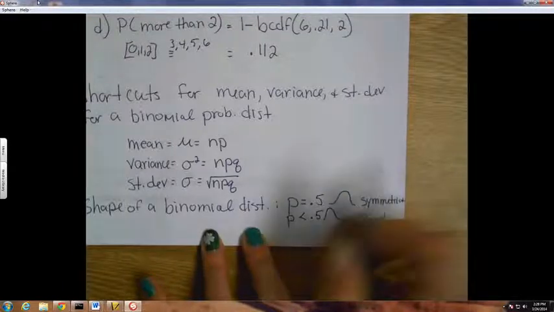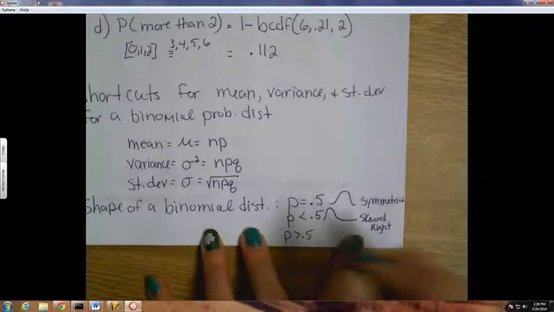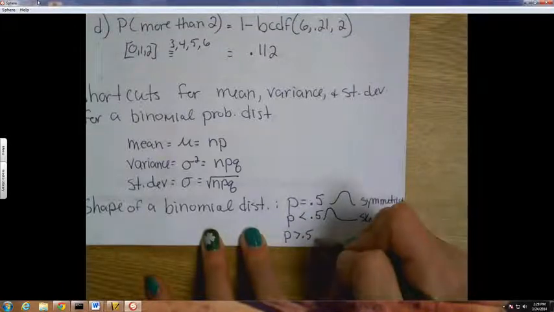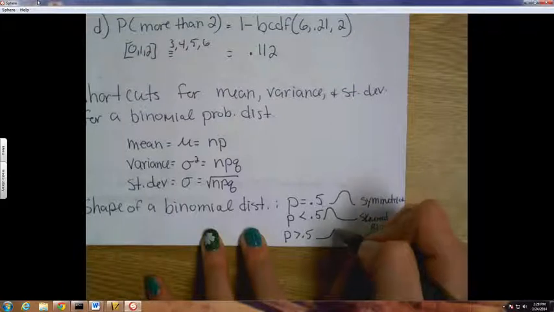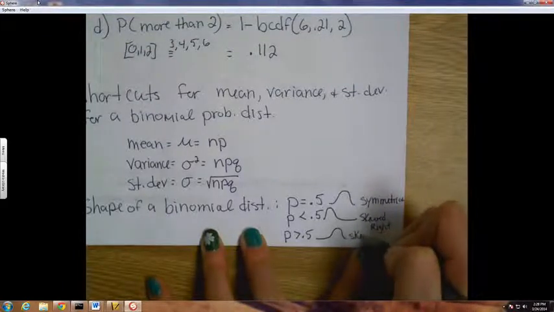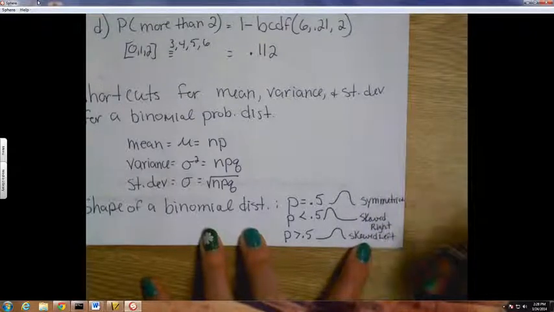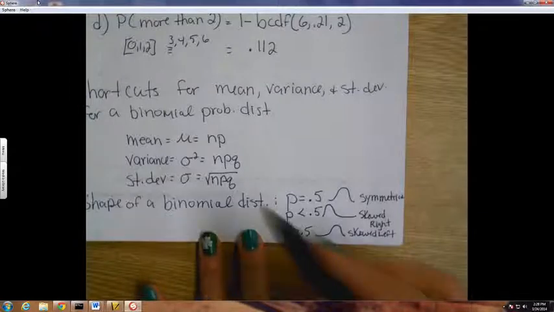And then the last one is if your probability of a success is greater than 0.5, it's going to be a few successes here, more on the higher end, skewed left. And then our last one is going to incorporate these two things.